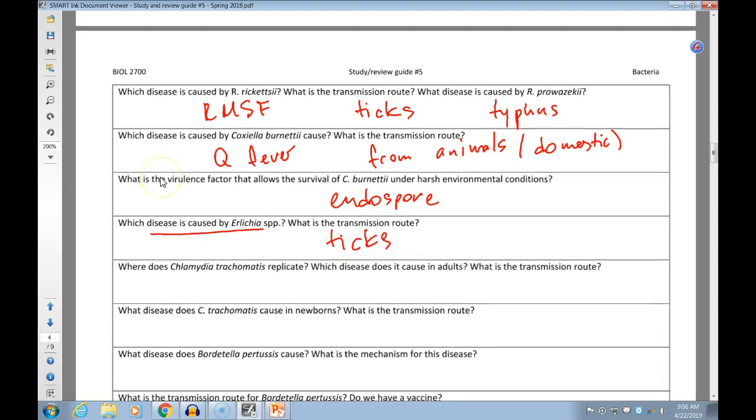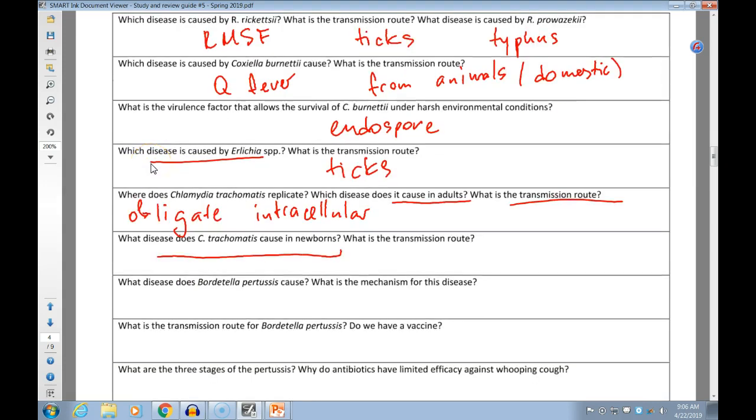Chlamydia trachomatis. Another obligate intracellular parasite, and look, if I stress it so much, it's got to mean something, right? Like for the exam. Disease in adults: chlamydiasis, transmission route, sexually transmitted disease. In newborns, it can cause trachoma. Transmission route is from mother to child when the child passes through the birth canal. So far, we're clear? Any questions?